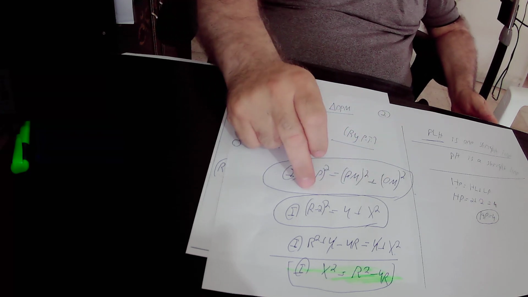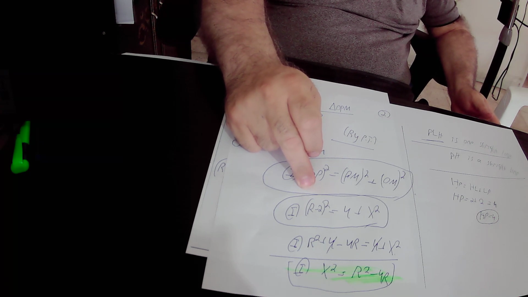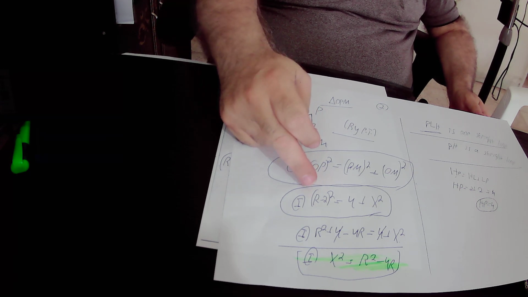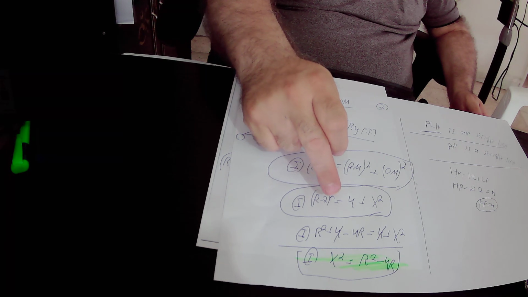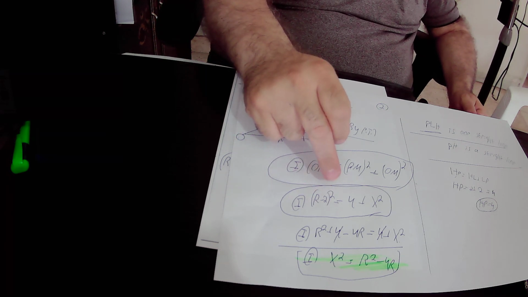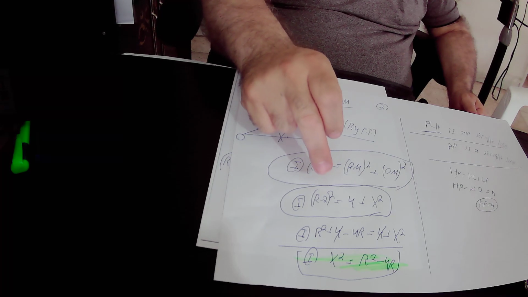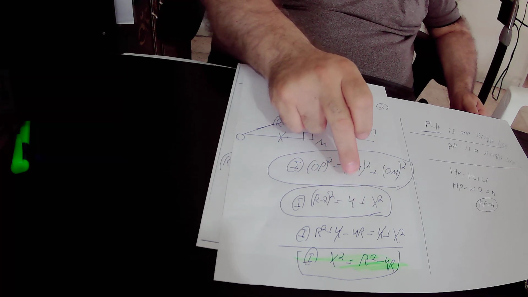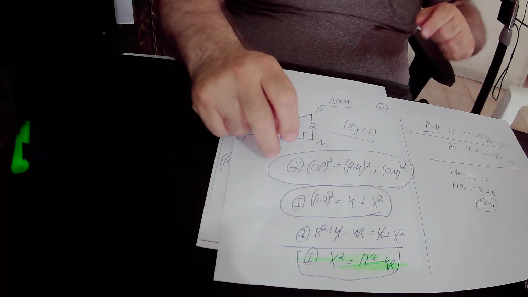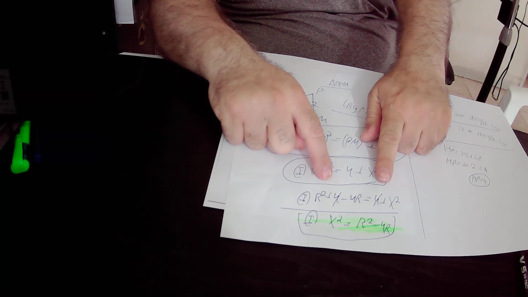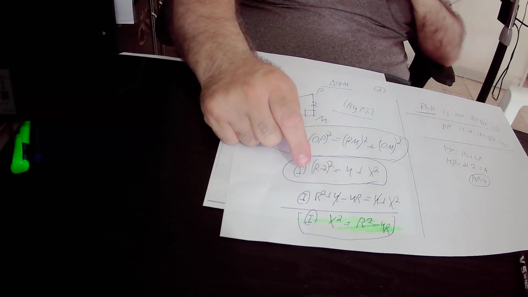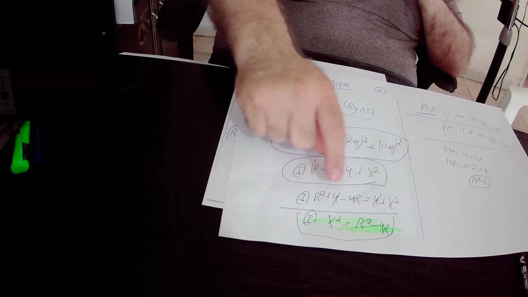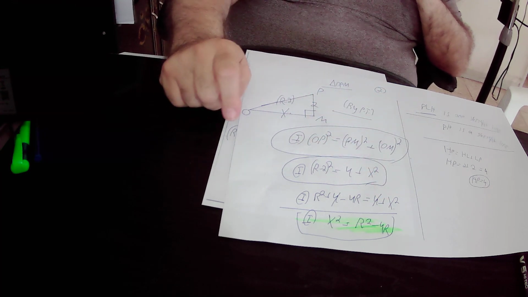Here we open the brackets on this side of equation number 1. R minus 2 squared equals R squared plus 2 squared, that is 4, minus 2 times R times 2, that is minus 4R. So on this side of the equation, we have R squared minus 4R plus 4. On the other side of the equation, we have 4 plus x squared. In equation number 1, we have 4 on both sides, so the 4 will get cancelled. What is left from equation number 1 after we cancelled 4 is x squared equals R squared minus 4R.